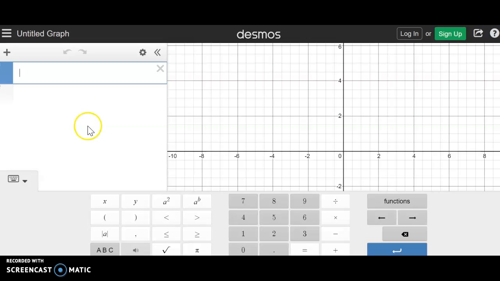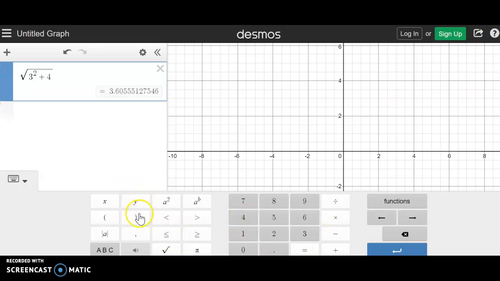So I'm going to demonstrate how to do a 3, 4, 5. So say I have the 3 and the 4. I'm going to click this button. I'm going to do 3 squared plus 4 squared. And my answer is 5.